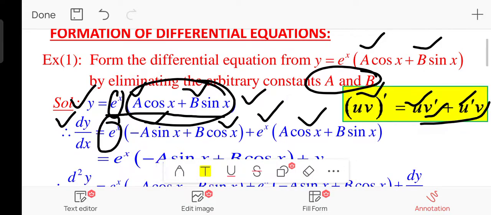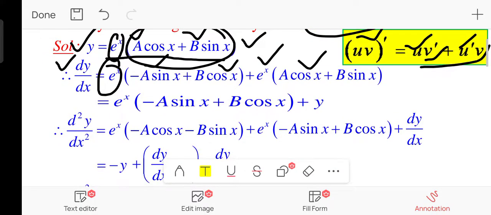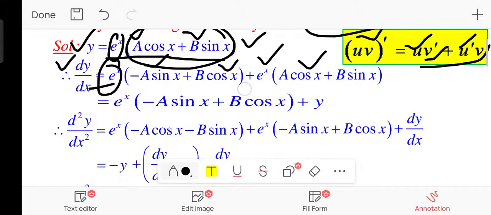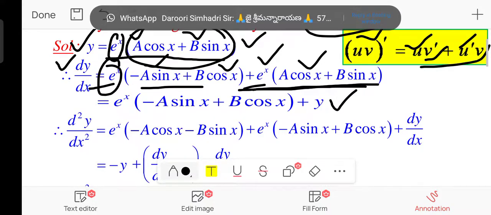Okay students, now coming to the next step. In both the terms e power x is common. So taking common e power x, we get minus a sin x plus b cos x plus, right students, here we didn't take e power x common in the second term, for easy simplification. We are taking e power x into a cos x plus b sin x in the second term. So in the place of e power x into a cos x plus b sin x, we can write it as y.